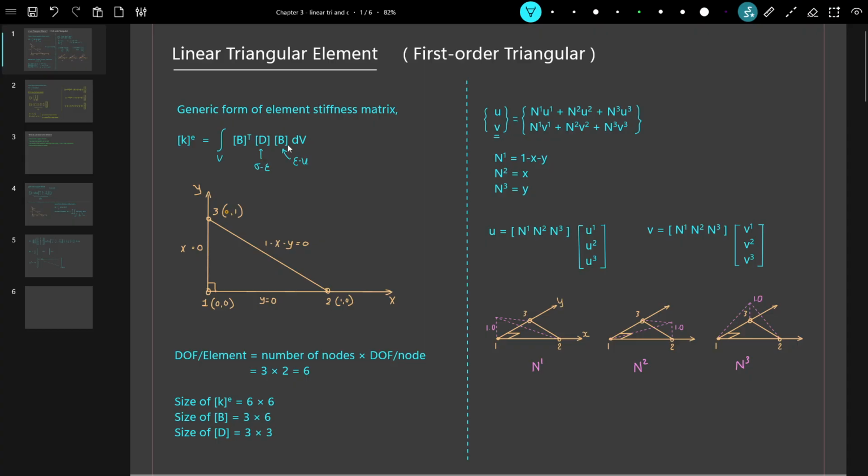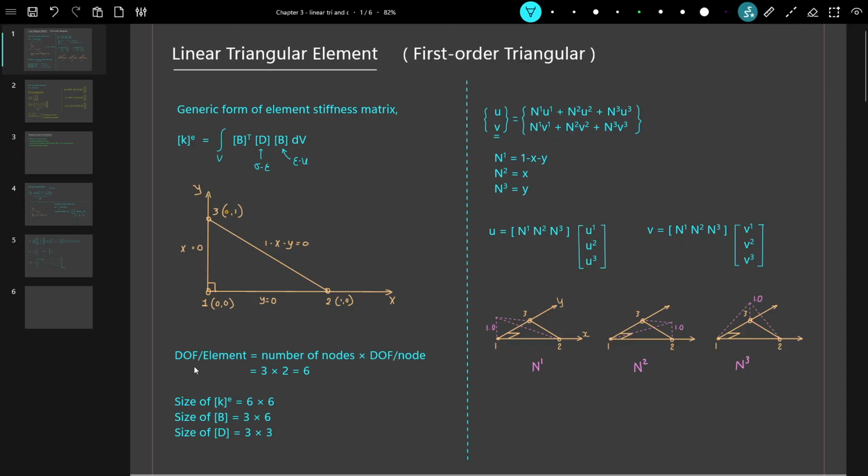Okay, so this is the element stiffness matrix generic form, and B is a strain displacement relationship matrix, whereas D is a stress strain relationship matrix. So as usual, we will take the simplest case of triangular element. Nodes 1, 2, 3 are the three nodes of the triangular element, and node 1 is situated at 0, 0 coordinate. So 2 is on the x-axis, and 3 has 0, 1 coordinates and is on the y-axis. And these lengths are 1, and this is also 1, so that we can easily write shape functions.